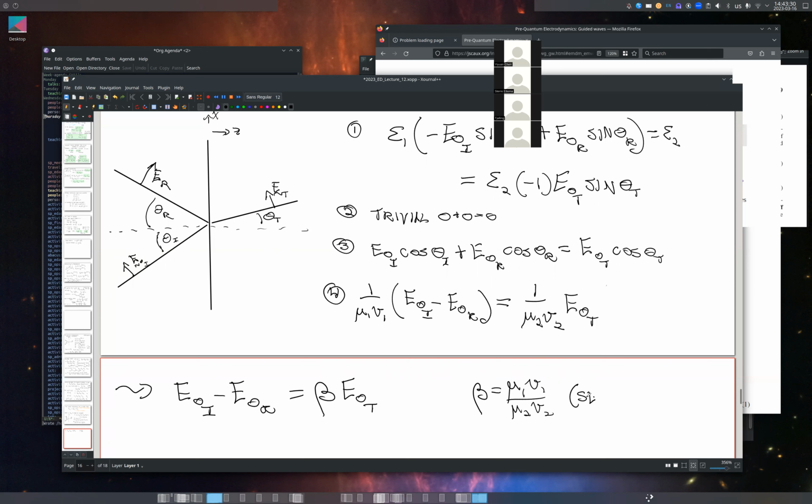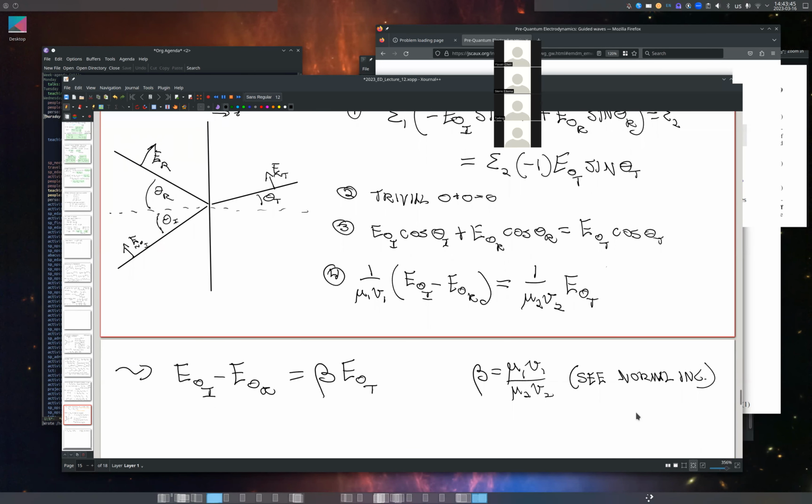normal incidence calculation. Yeah, so we had obtained that parameter also in there. You can also rewrite it as just mu1 n2 over mu2 n1. Okay, so that's the first equation. It's the same as in the case of normal incidence.